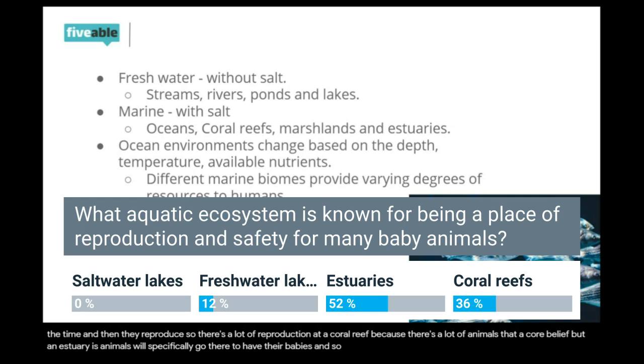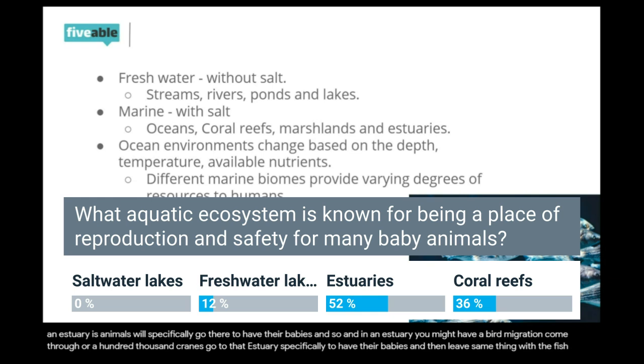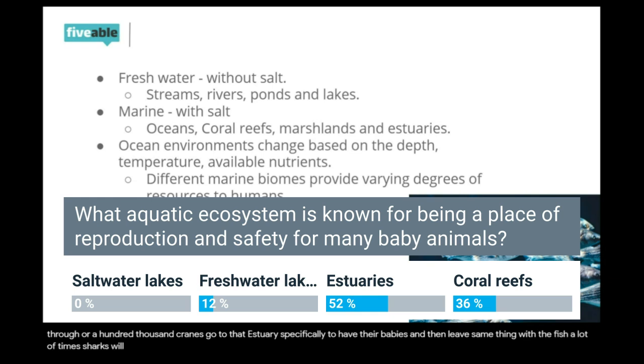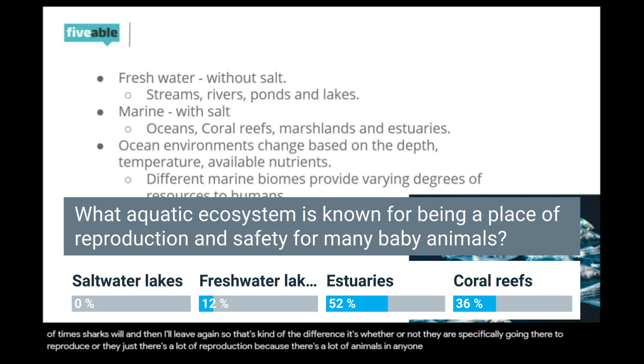In an estuary, you might have a bird migration come through where 100,000 cranes go to that estuary specifically to have their babies and then leave. Same thing with the fish. A lot of times sharks will swim into estuaries to have their babies and then they'll leave again. So that's the difference: whether they are specifically going there to reproduce, or there's a lot of reproduction just because there are a lot of animals in one area.